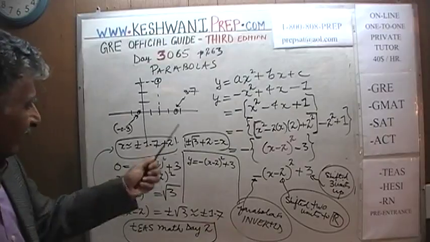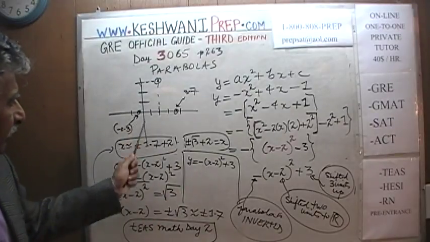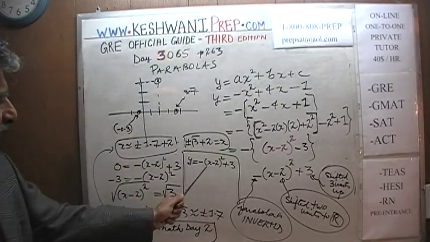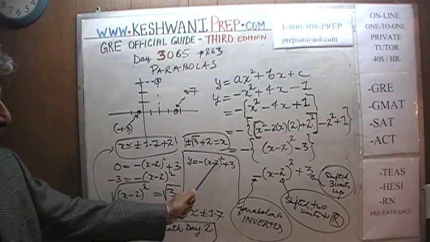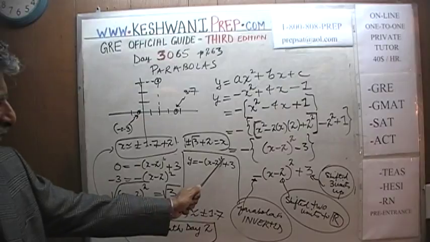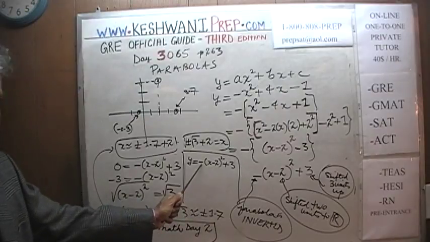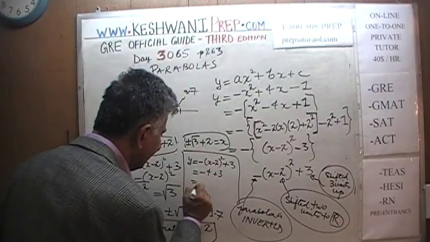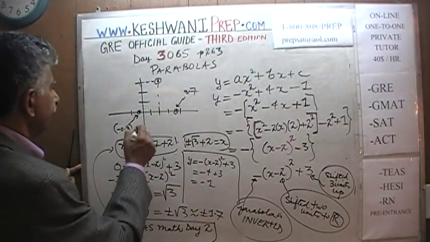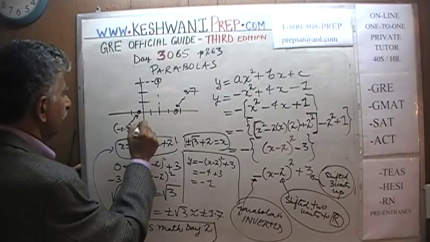Where does it cut the y-axis? It cuts the y-axis when x is equal to 0. When x is equal to 0, we get negative 2 squared. Negative 2 squared is 4, positive 4, but we have a negative in front of it. So we end up with a negative 4 and a positive 3, negative 1. There we go. Negative 1.